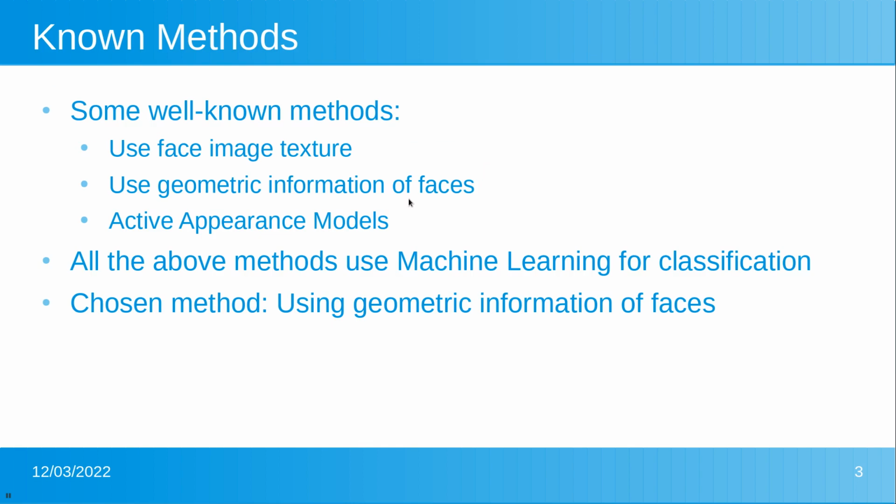There are some known methods, some traditional known methods for facial expression recognition. One is using the face image texture, the other is using geometric information of the faces, and the other is active appearance models. All these methods use machine learning for classification. But for this project, the chosen method is using some geometric information of the face for training a data set.